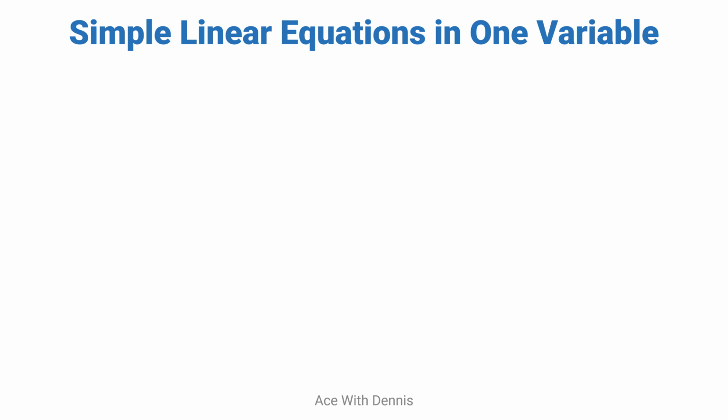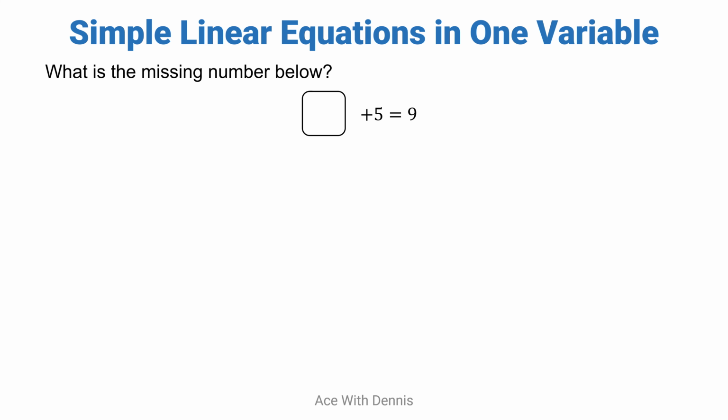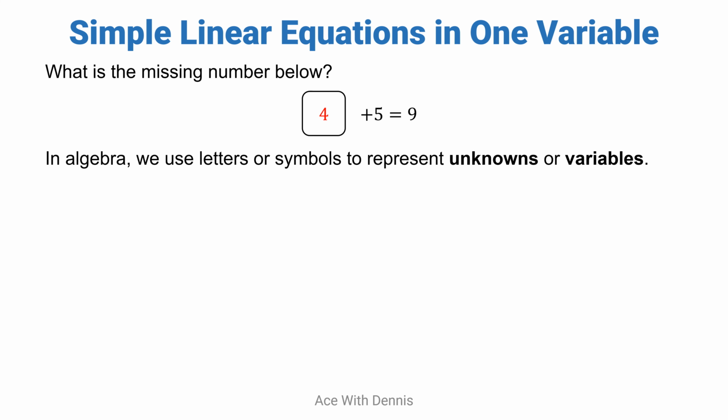Simple linear equations in one variable. Let's look at this example. What is the missing number below? Yes, the answer is 4. In algebra, we use letters or symbols to represent unknowns or variables. Hence, for this case, 4 is the unknown or variable that we want to find. Hence, we can rewrite the above as x plus 5 equals 9.